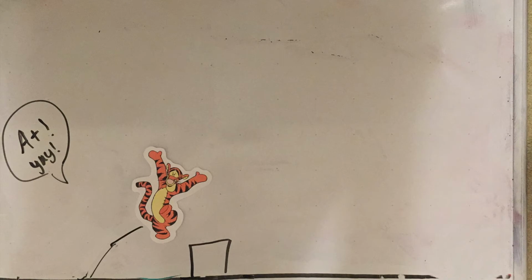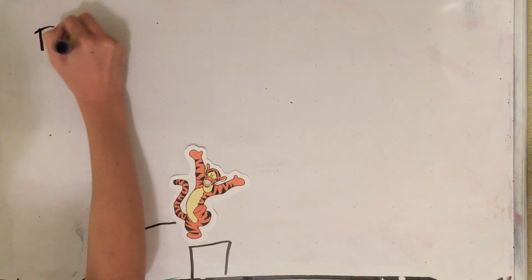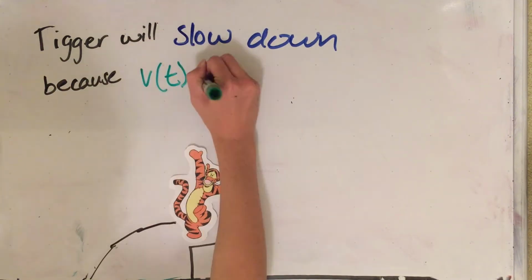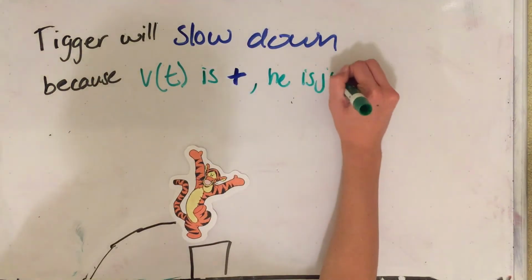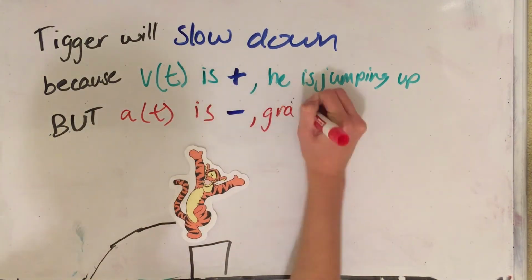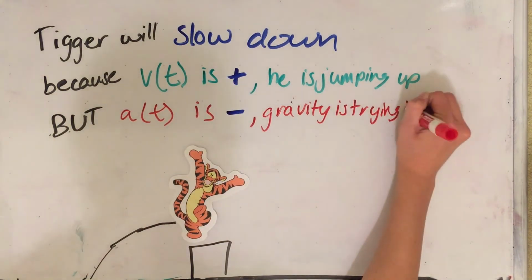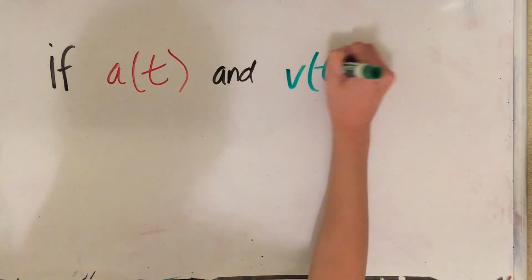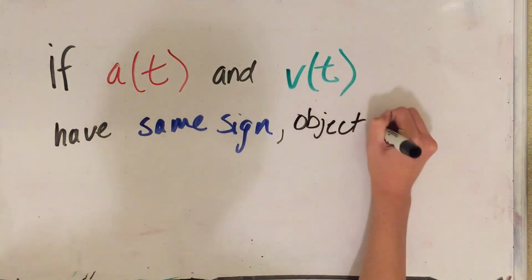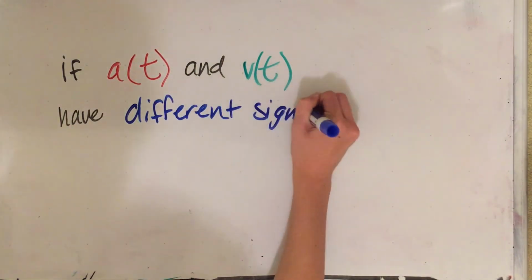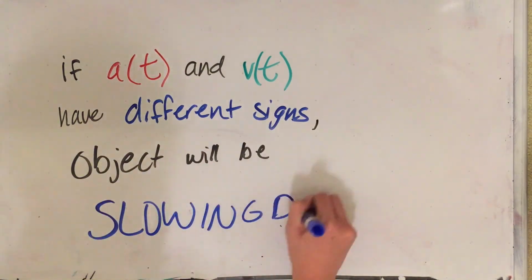Now, say Tigger does really well on his calc test and decides to jump on top of his desk in joy. Tigger will slow down as he reaches his desk because his velocity is positive since he is traveling up, but his acceleration is negative since gravity is trying to bring him down. This means that he is slowing down because his negative acceleration is lowering his positive velocity. If acceleration and velocity have the same sign, an object will be speeding up. If acceleration and velocity have different signs, the object is slowing down.